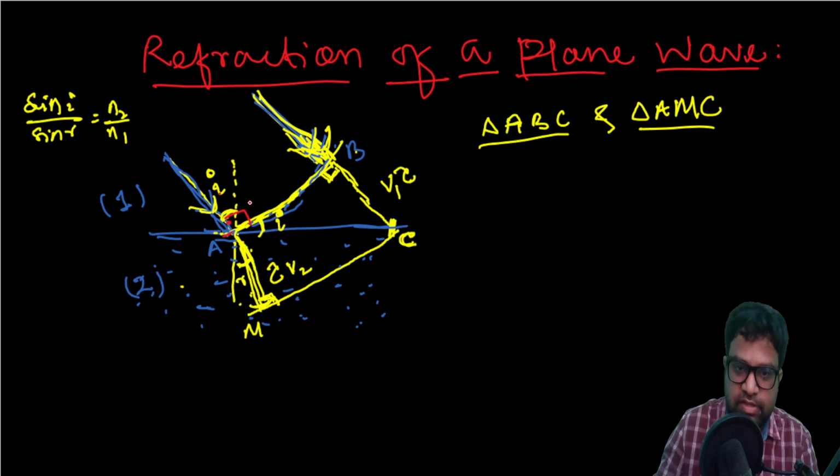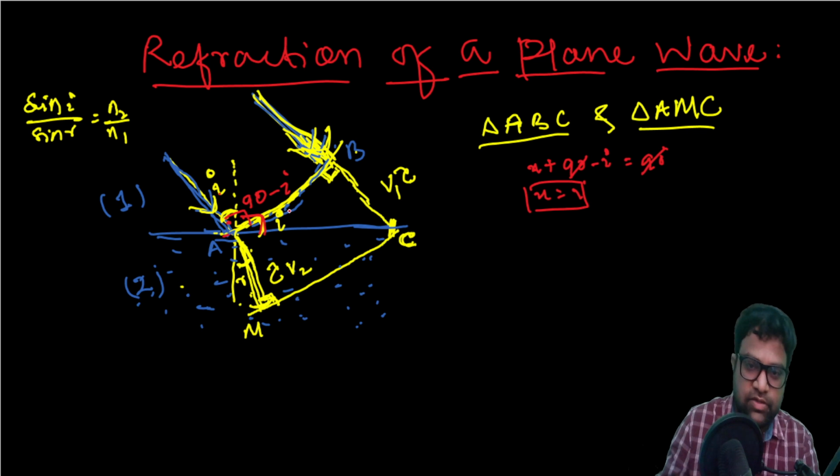So this is I, this is 90 minus I. Are you getting? And again this is 90, this is 90 minus I. So what will be this angle? I, obviously. If this is X, so X plus 90 minus I equal to 90. 90 cancel, so X equal to I. You can prove easily, right? So this angle is I.